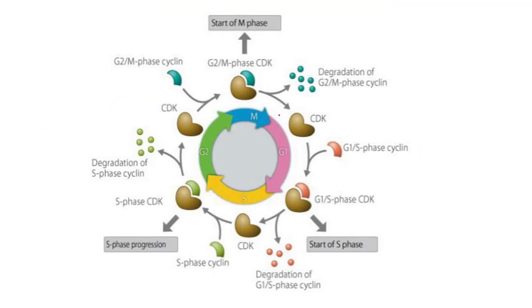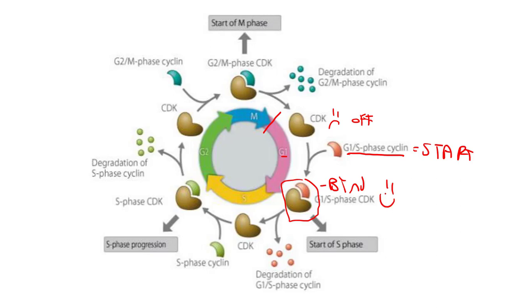So remember, I like to start here at G1. So here's the CDK. Right now it's turned off because you can see it doesn't have any friend, it's all alone. Now we're going to enter G1. During G1, there's something called the G1S cyclin. This is basically the start cyclin. So the cyclin will bind to the CDK. They'll bind together. Now the CDK is happy and it's turned on.